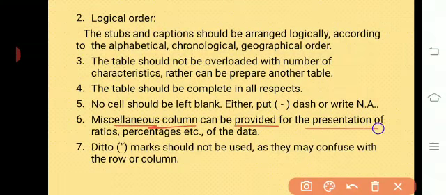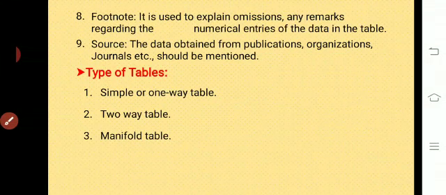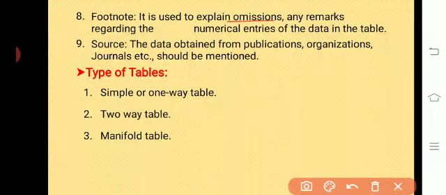Then the next point we have to consider here is that a miscellaneous column can be provided for the presentation of ratios, percentages, etc. of the data. And the next point is ditto mark. The ditto mark should not be used as it may be confused with the row or column. The next point is footnote. It is used to explain omissions and any remarks regarding the numerical entries of the data in the table.